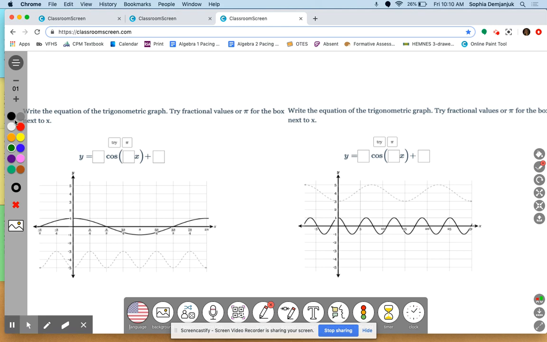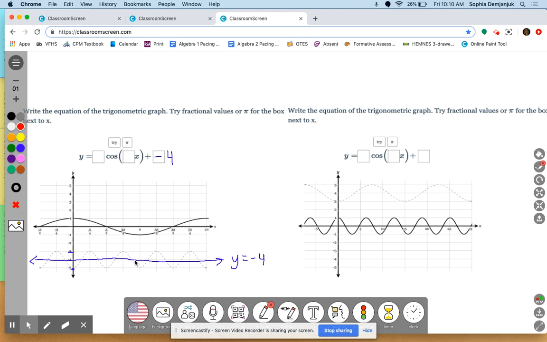We're going to do 2 examples with cosine now. So I'm going to start the same again where I want to find the midline. My maximum of this one's at -3. My minimum is at -5. So right in the middle, I can see that my midline is at -4. I'm going to put -4 on the end of my equation.